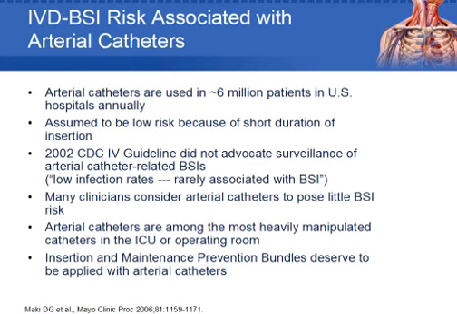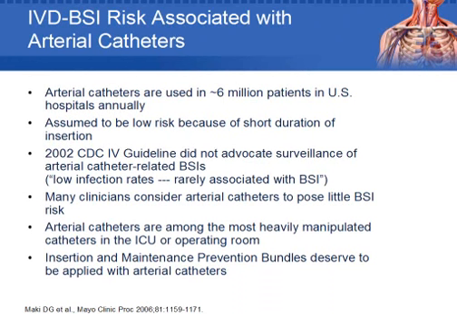So if we move to arterial catheters, approximately 6 million arterial catheters are placed each year in the United States. They're assumed to be at low risk, primarily because of their relatively short duration of insertion. If we look back at the 2002 CDC IV guideline, it did not even advocate for surveillance of arterial catheter-related bloodstream infections. In fact, to quote from that guideline, they say they have low infection rates, are, quote, rarely associated with BSI.